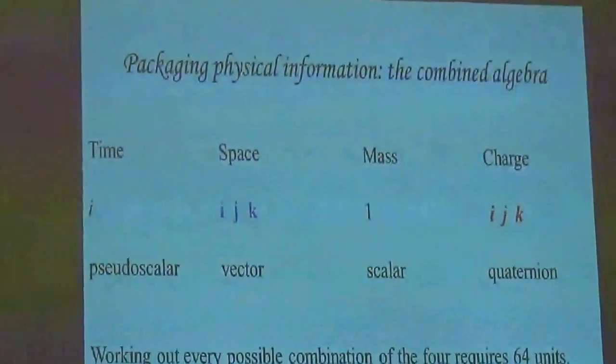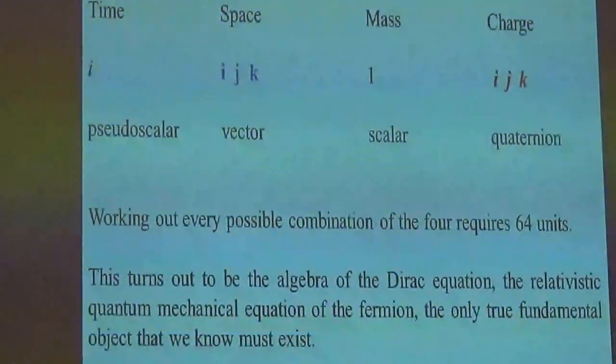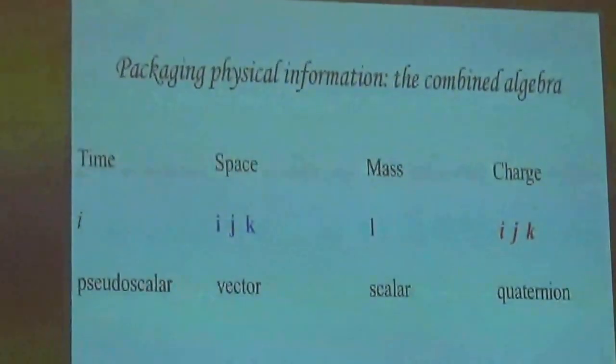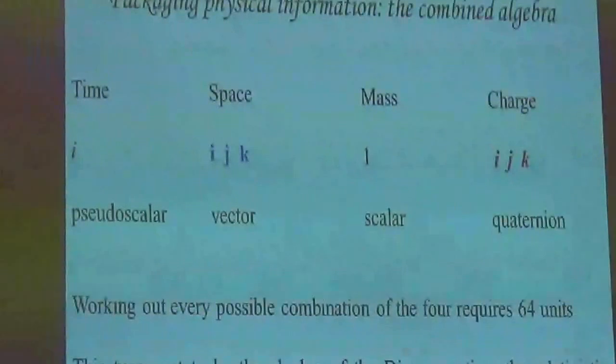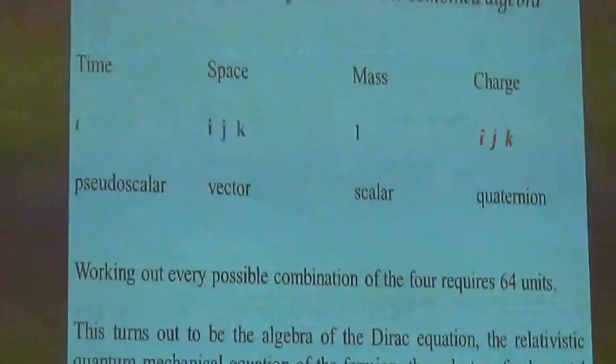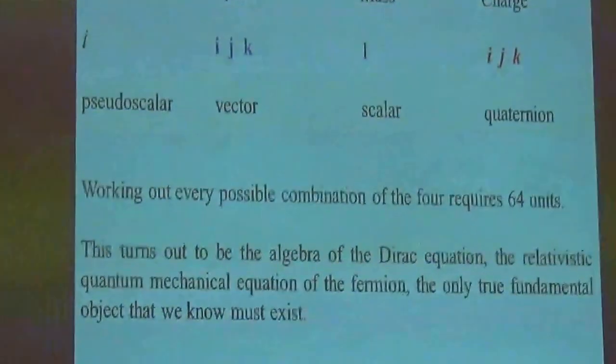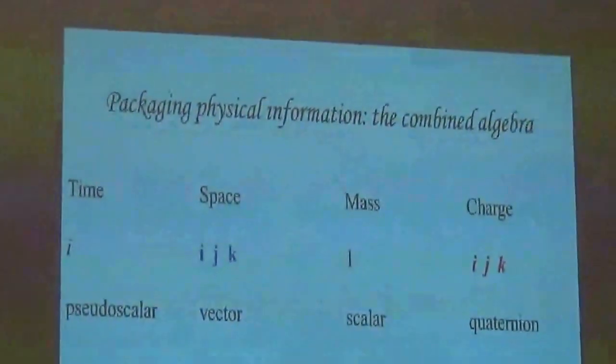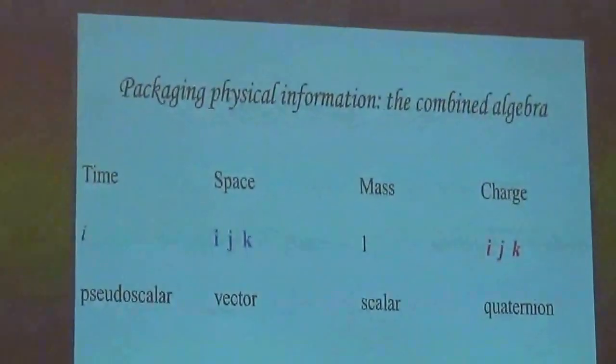So if we package that information, let's suppose that's all the information we have, and that's what we call physics. And how do we package it? We've got to work out every possible combination. To package that algebra means working out every possible combination of it. And this turns out to be exactly the algebra we want, because it's the algebra of the Dirac equation, the equation for the point fermionic particle. The only structure that we know truly exists.